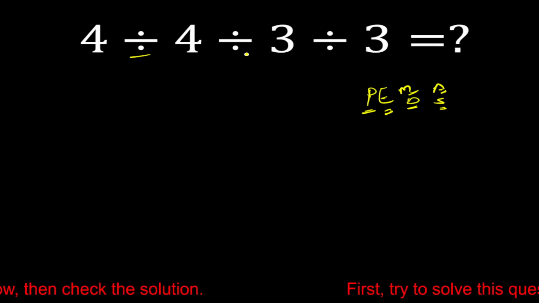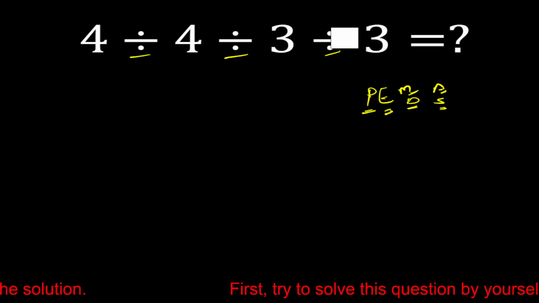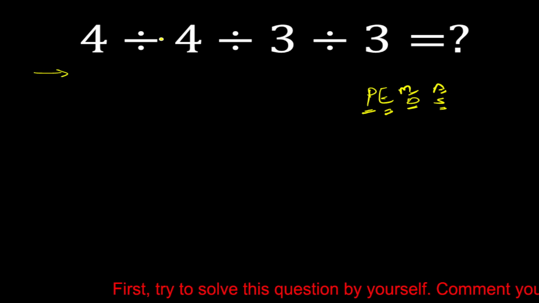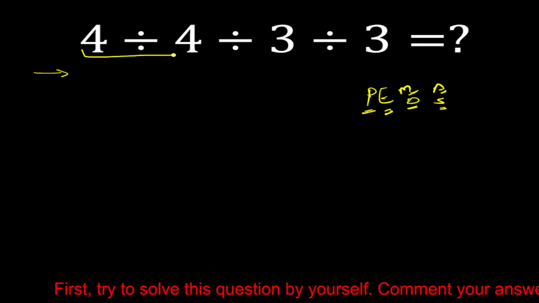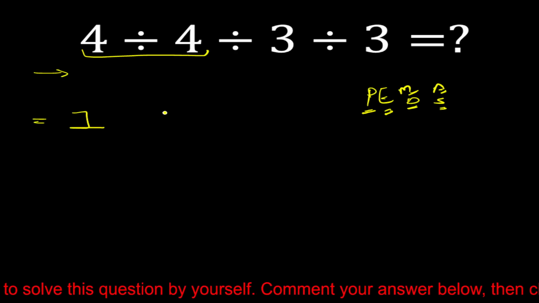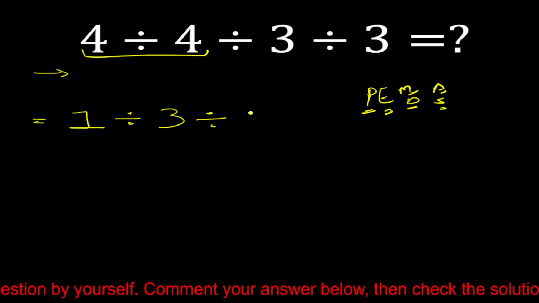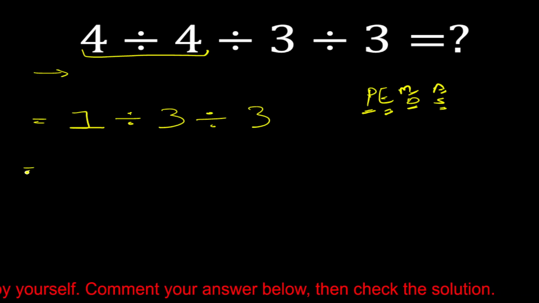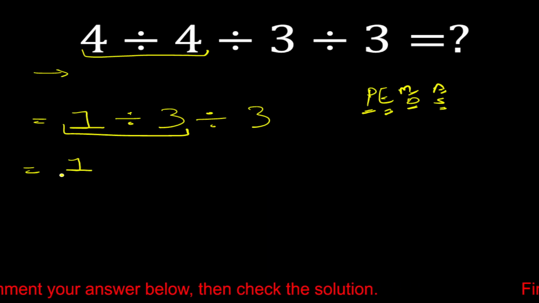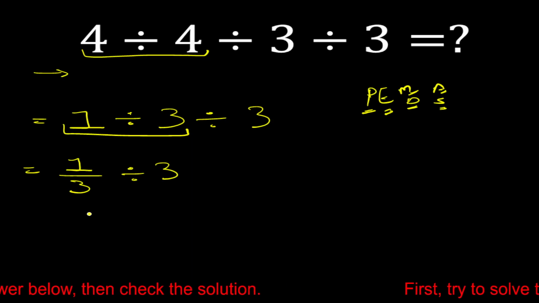Here is one division, here is one division, and also here is one division. All have equal priority. Therefore, we have to solve it from left to right, okay? So first we have to solve this part. So 4 divide 4 is equal to 1 divide 3 divide 3, okay? Now 1 divide 3 can be written as 1 by 3 divide 3, okay?